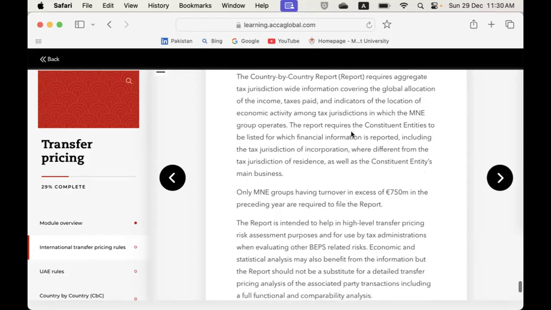The report requires the constituent entities to be listed for which financial information is reported. So you can see that "Constituent Entities" is written in title case. First alphabets are capital. That means it has a specific meaning. We will come to that. Including the tax jurisdiction of incorporation, where different from tax jurisdiction of residence.